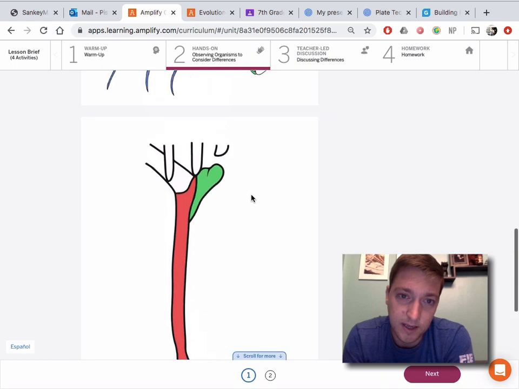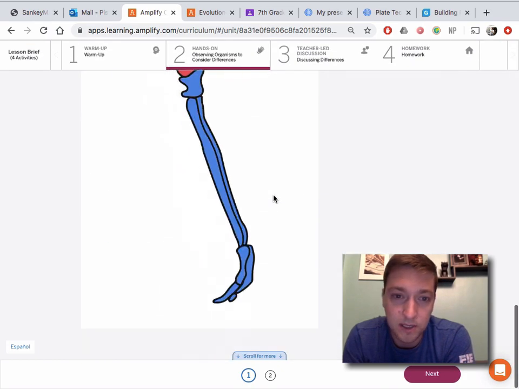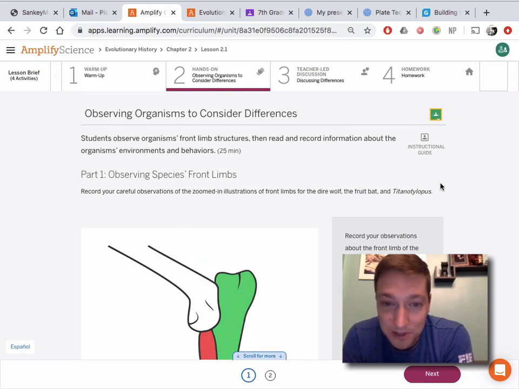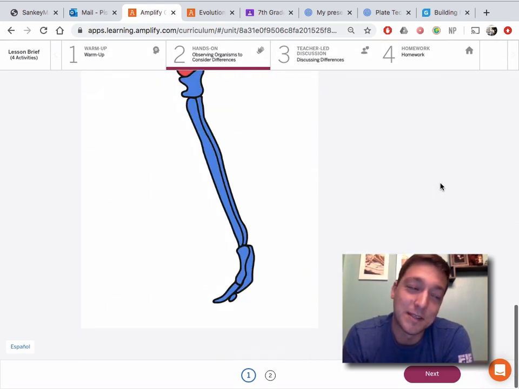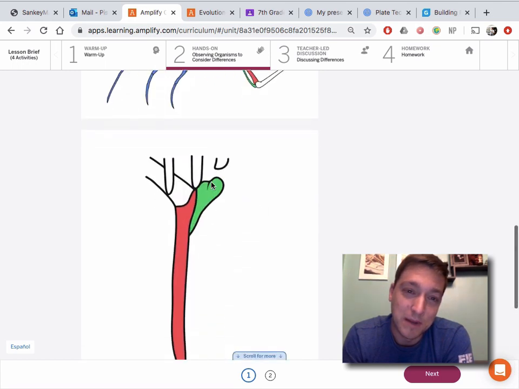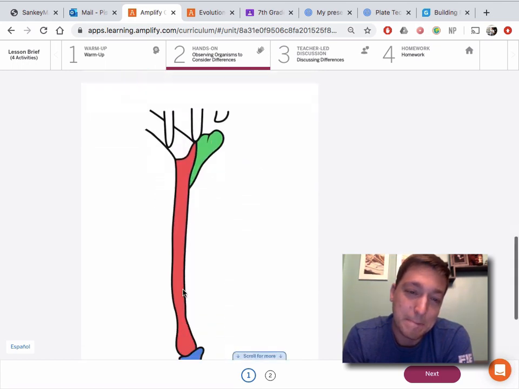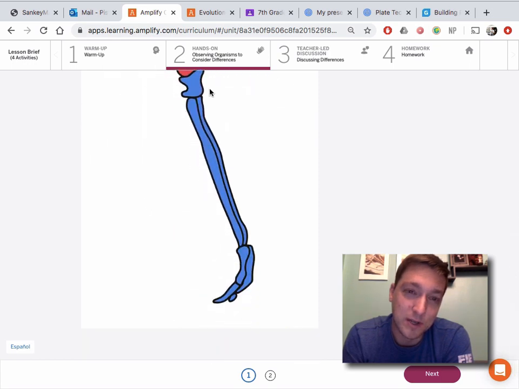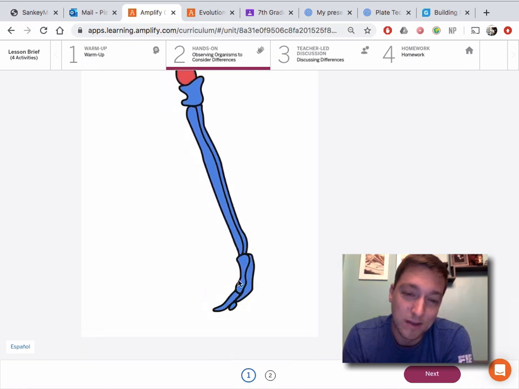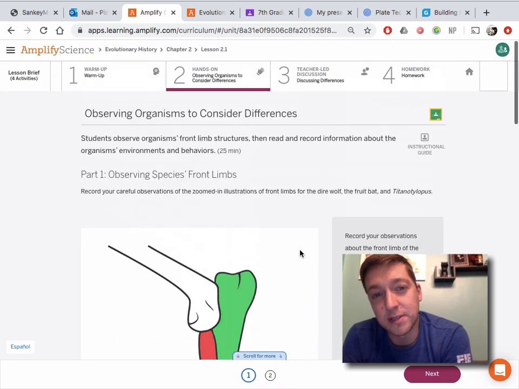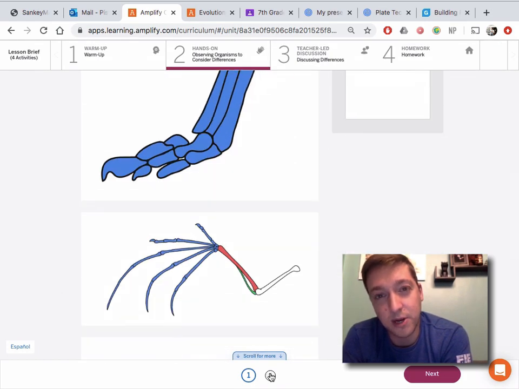And this, I believe, is a Titanotilopus. This is the giant, or the ancient camel, basically. So not much ulna there. The distal bones are just kind of long and not really separated, except for maybe the bottom. So just record your observations about the unique parts of each.